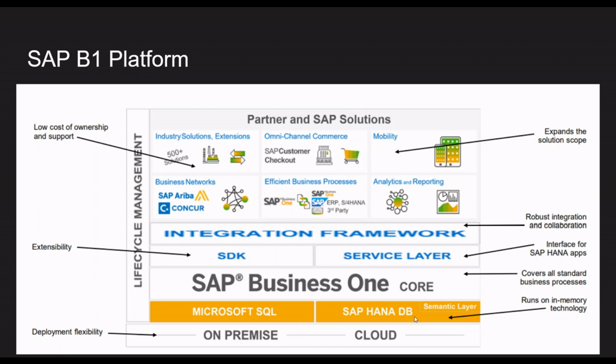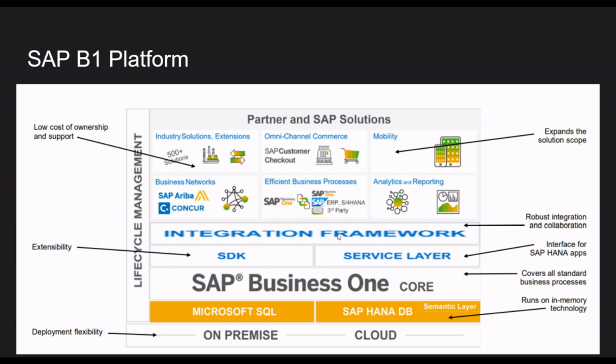And HANA is basically running on in-memory technology. Then SAP Business One on top of that is a core which covers all the standard SAP Business One processes. And if there is some process missing, or some gaps, or some additional requirement comes, then that can be fulfilled by the SDK or the service layer interface of SAP Business One HANA.